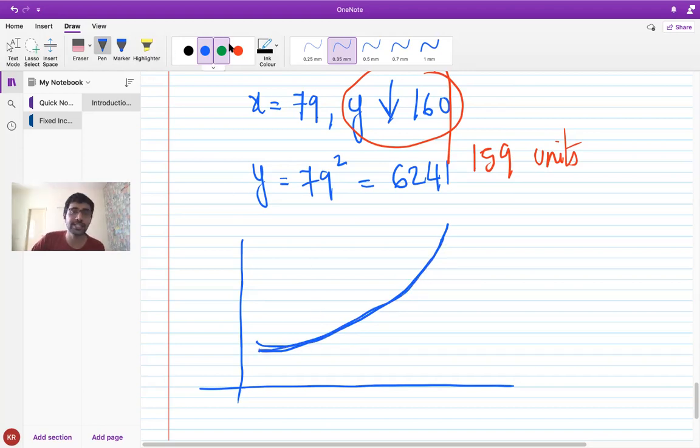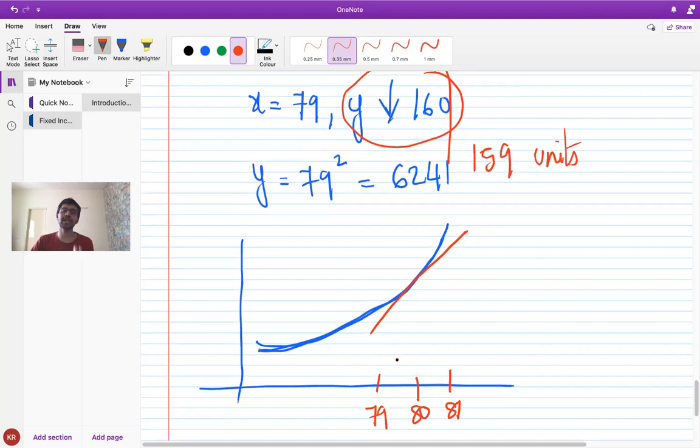Okay, what we are actually doing is drawing, let's say this is x equal to 80, a tangent at this line, and we found out the slope of this tangent, and we called that the slope of the curve. We said that when x increases from 80 to 81, or when x decreases from 80 to 79, then the value of y should increase or decrease by 160 units respectively.